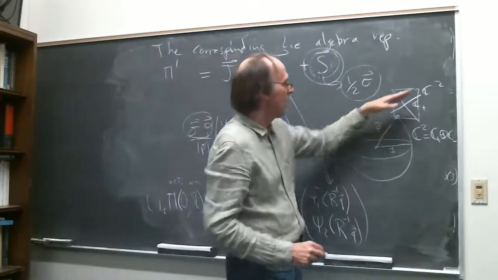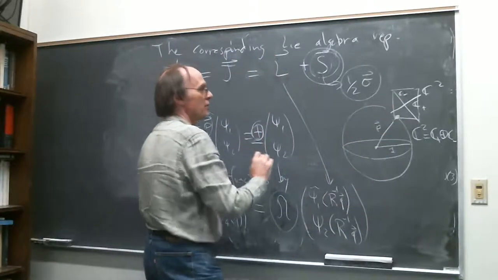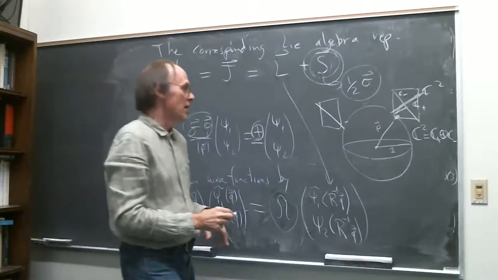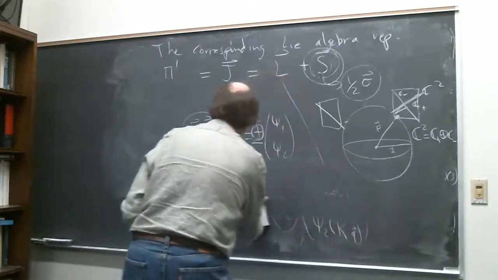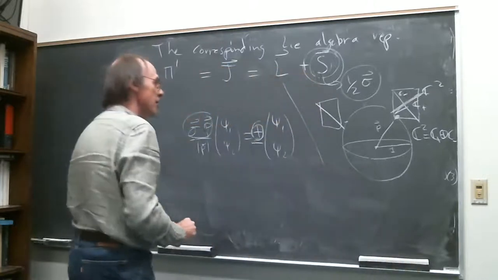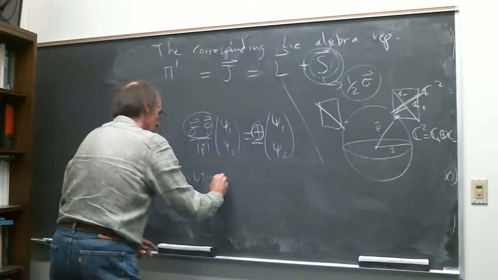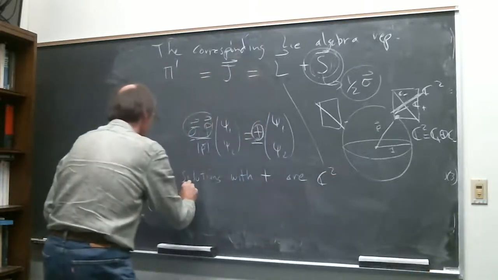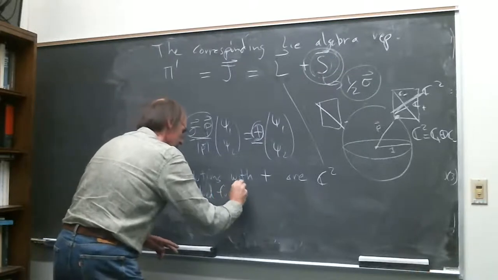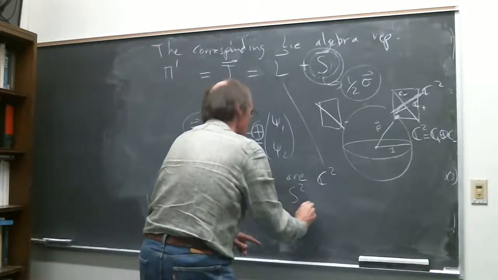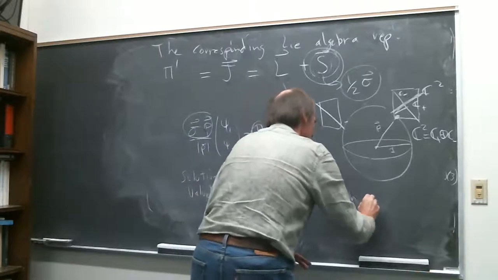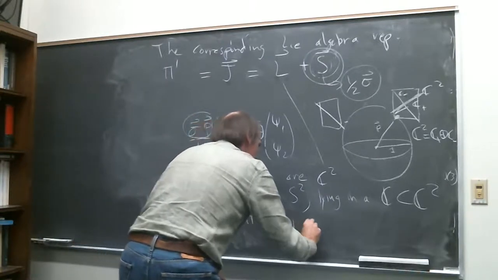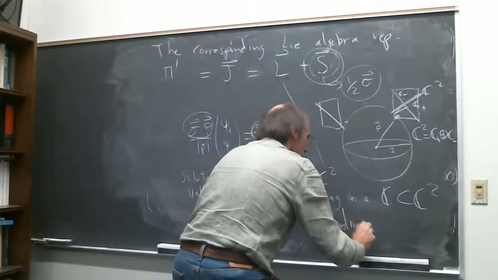So if you just decide I want to solve this guy, you're picking out a one-dimensional space here, but at some other point, it's going to be a different one-dimensional space. Okay. And you get a very interesting mathematical structure. What you get is that solutions with plus are C2 valued functions on S2, lying inside of C2 in a way that varies depending on where you are.